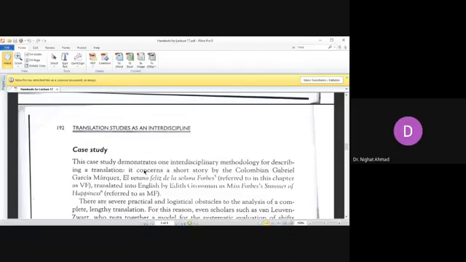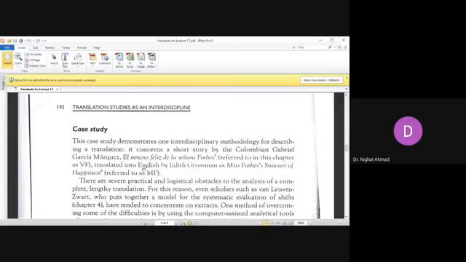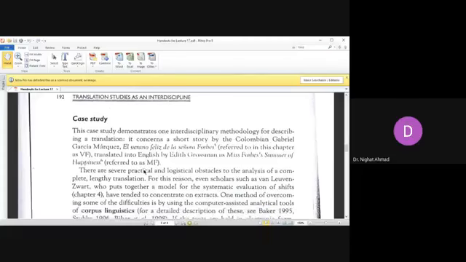So this case study demonstrates one interdisciplinary methodology for describing a translation. It concerns a short story by the Colombian writer Gabriel Garcia Marquez, and it is actually translated. This work written in Spanish is translated into English, and let's see who the translator is, by Edith Grossman or something like that.